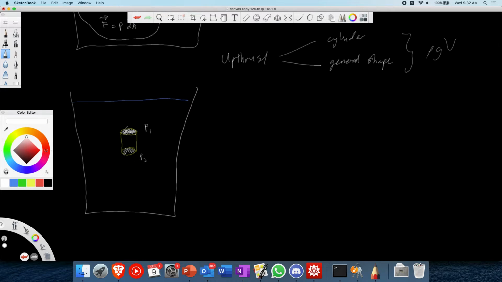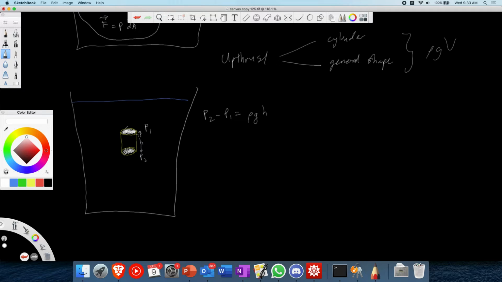Remember that this surface of the cylinder lies horizontal to the surface of the water. So the pressure everywhere on this surface is P1, and the pressure everywhere here is P2. Because there's a difference in pressures, P2 minus P1 equals rho g H, where H is the height of the cylinder.